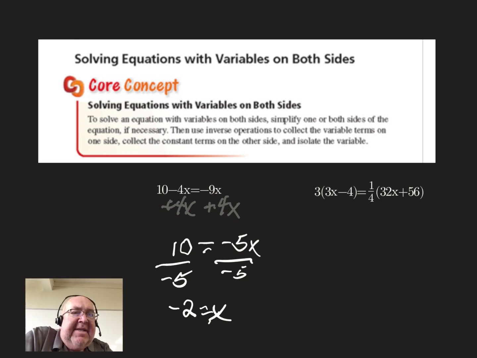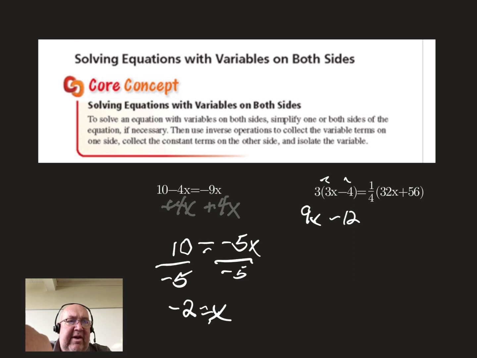Now in the next case, this time we are going to have to distribute because the division deal doesn't work. The division will only work if there's only one set of parentheses. Because this is on both sides, we're going to have to go ahead. So we're going to multiply both things inside by 3. So we have 3 times 3 is going to be 9x minus 12. And then on this side, multiplying by a fraction is the same as dividing, so we're going to divide both of these by 4.